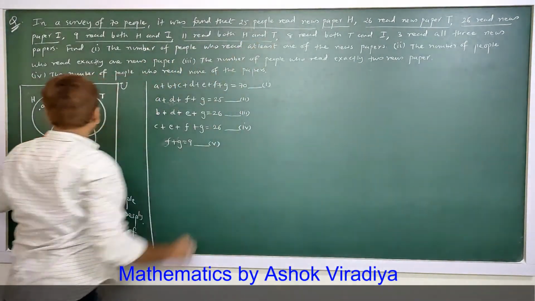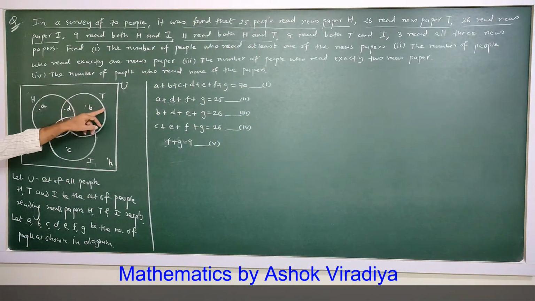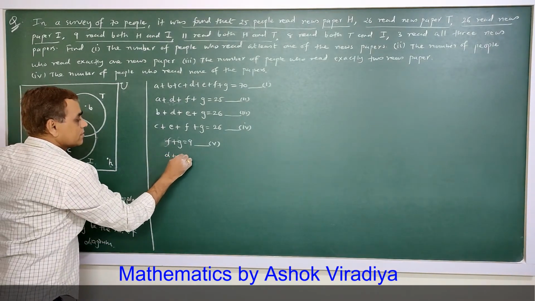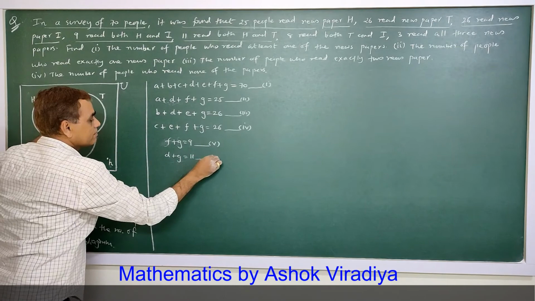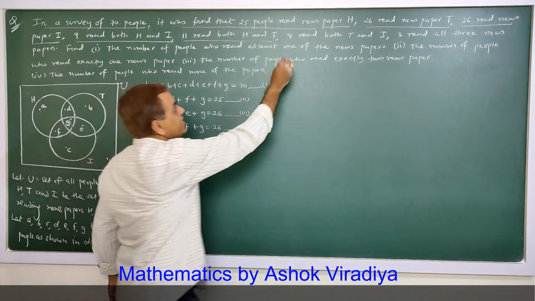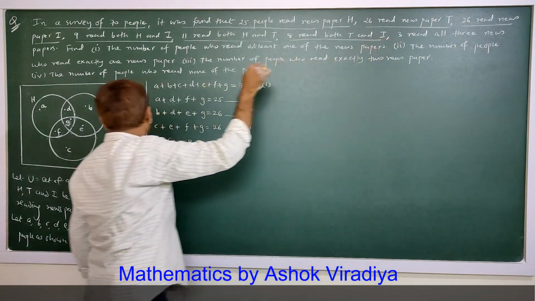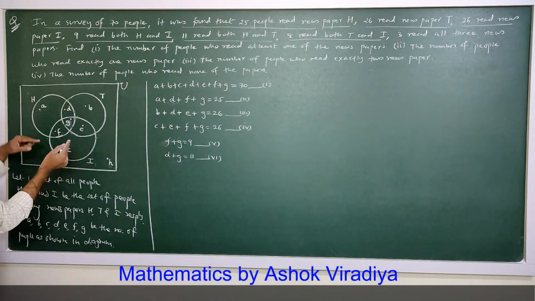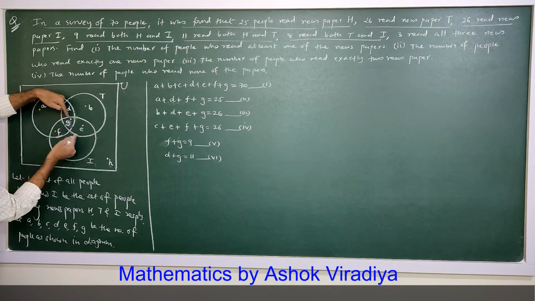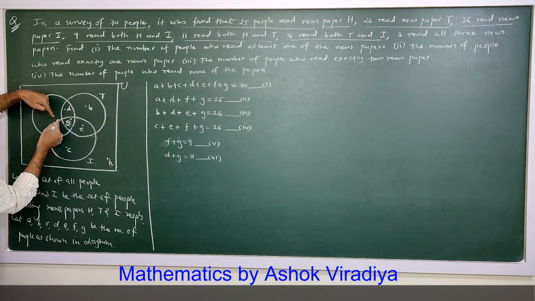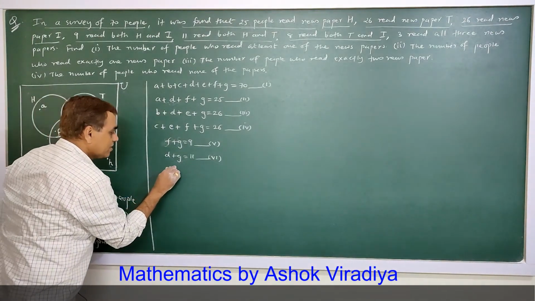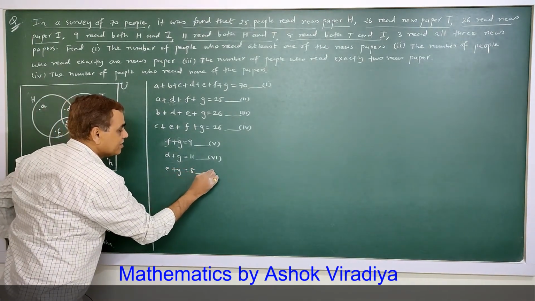Eleven read H and T. H and T, 11. So D plus G is 11. 8 read T and I. So there are 8. So E plus G is 8.